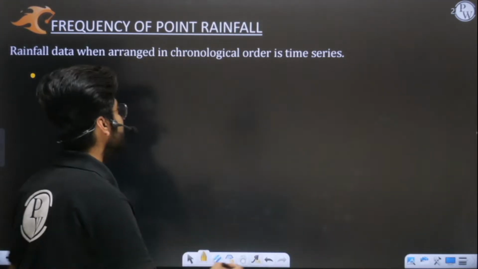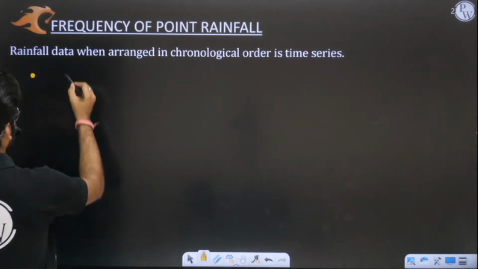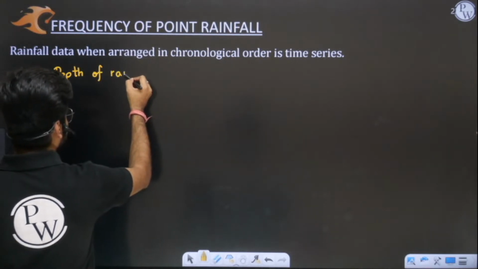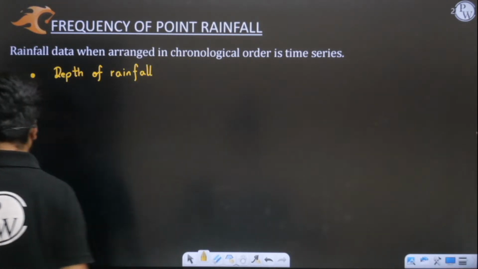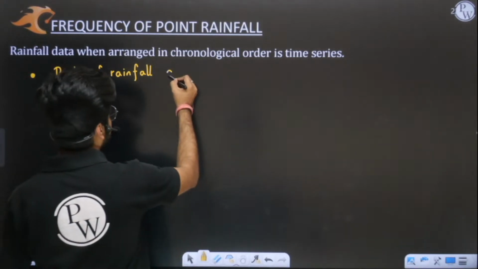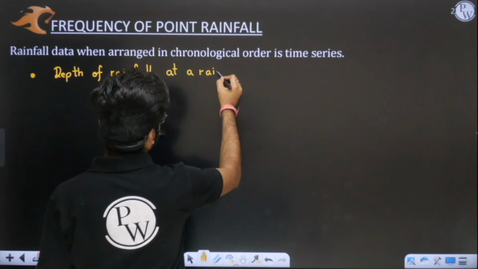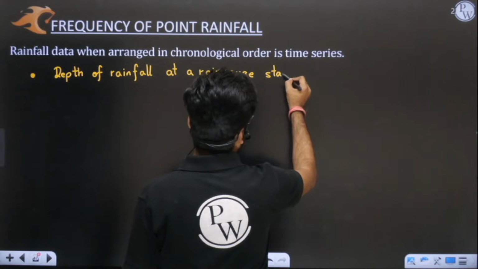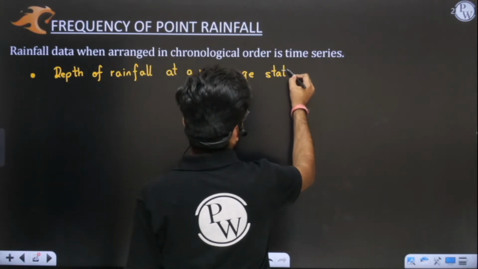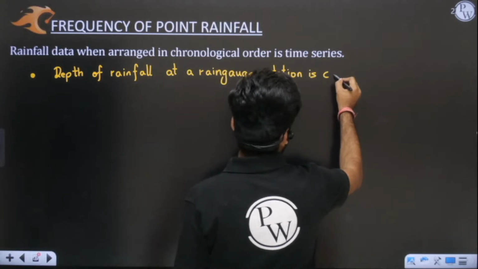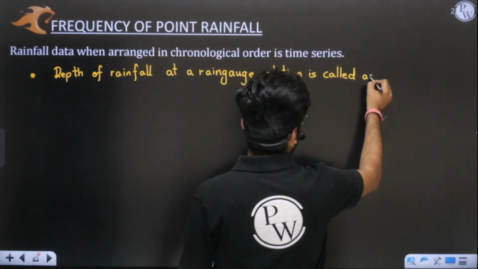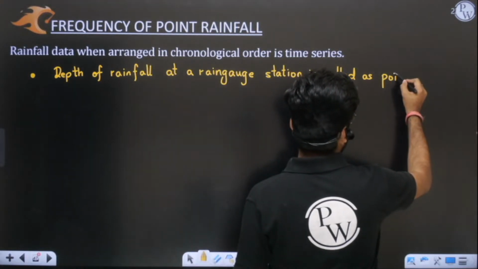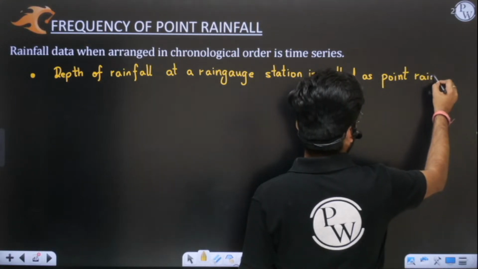Secondly, point rainfall is nothing but the depth of rainfall at a rain gauge station. Yes or no? I hope this is very clear to you. Depth of rainfall at a rain gauge station is simply called point rainfall. Point means we are considering only one rain gauge.